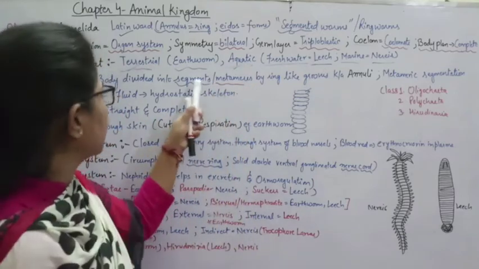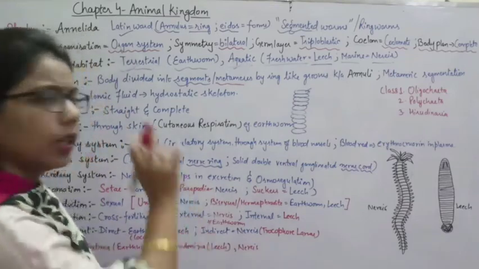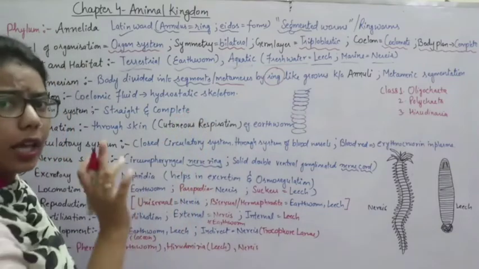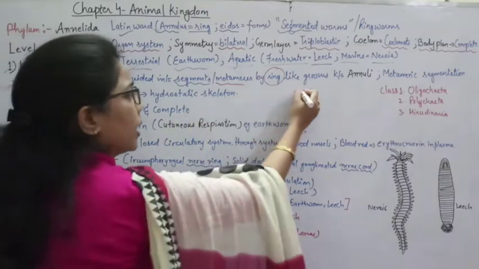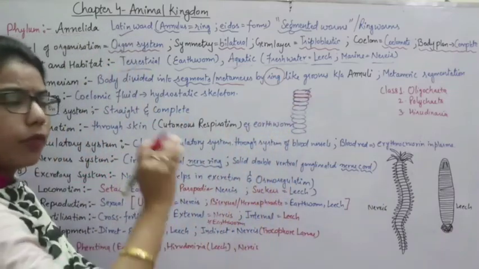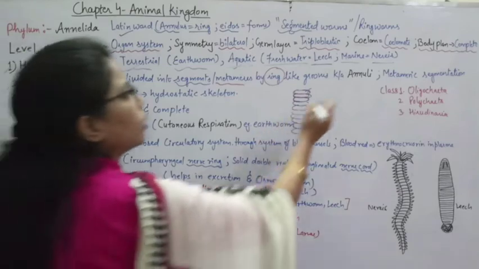These are the segments, and these segments are formed by the division of the body of the annelids. And these metameres are in the form of rings. How do they look to you? 1 ring, 2 rings, 3 rings. So in the form of rings you will see these groups. And these are known as annuli.